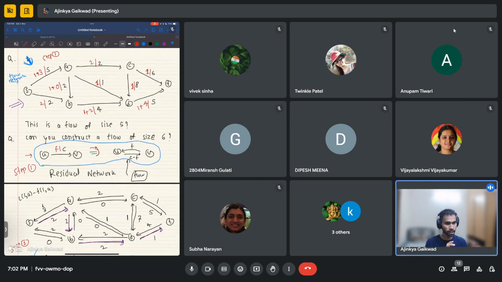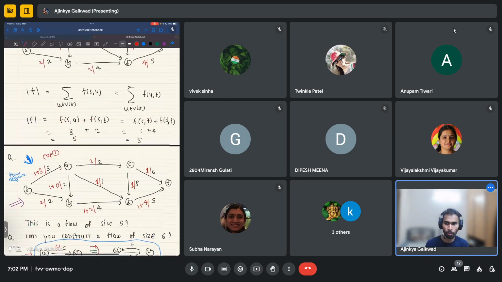Then inside this residual network, you are looking for an augmenting path. What is an augmenting path? It's just a directed path from S to T, such that every edge on that path has capacity at least 1. Let's verify. S to A, I had capacity 2, so I'm okay. A to B, I have capacity 2. B to D, I have capacity 2. D to T, I have capacity 2. So this is the augmenting path.